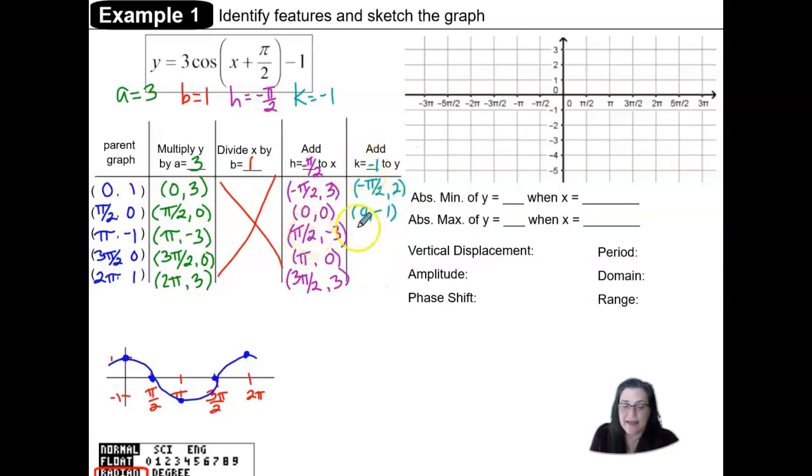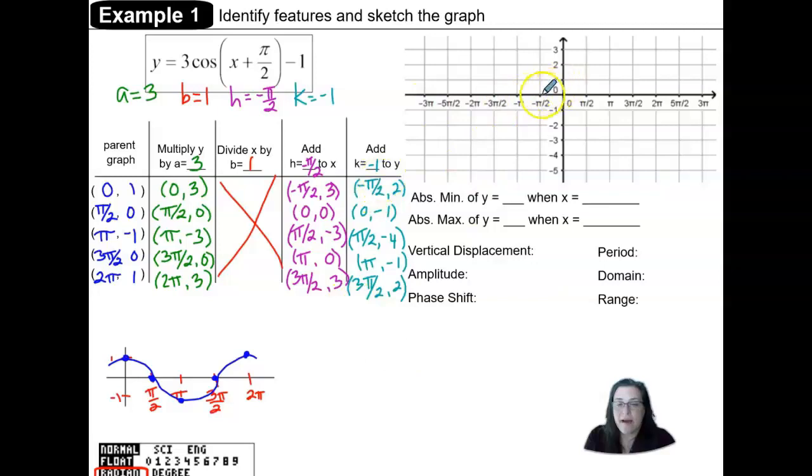The x stays the same, pi over 2, and negative 3 plus negative 1 is negative 4. The pi is the x, that stays the same. 0 plus negative 1 is negative 1. And then 3 pi over 2 stays the same, and 3 plus negative 1 is 2. So now we can go ahead and plot those points on our coordinate plane.